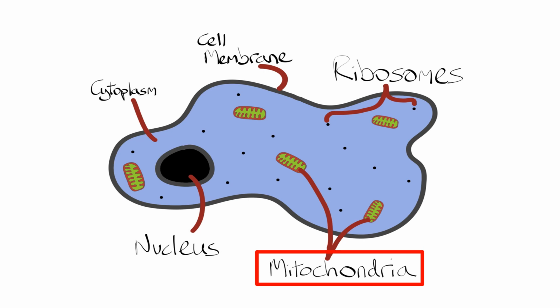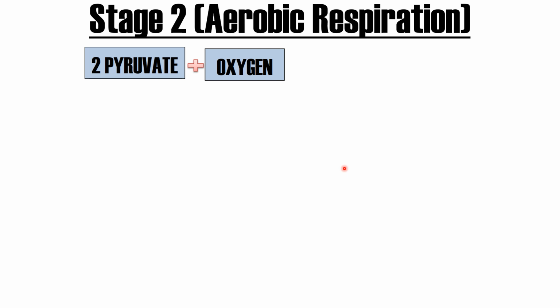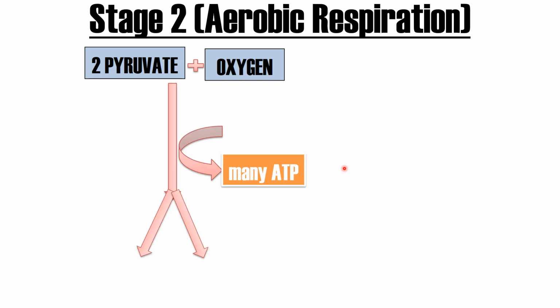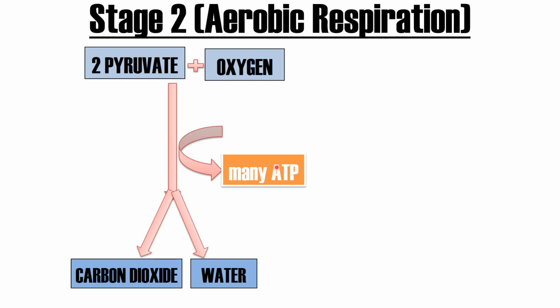Yes, so the pyruvate moves into the mitochondria, and that's where the next stage happens. So the next stage, oxygen does get involved, and what happens is 2 pyruvate combine with oxygen, and they are converted into the two end products, carbon dioxide and water. But the key thing here is you get many ATP produced.